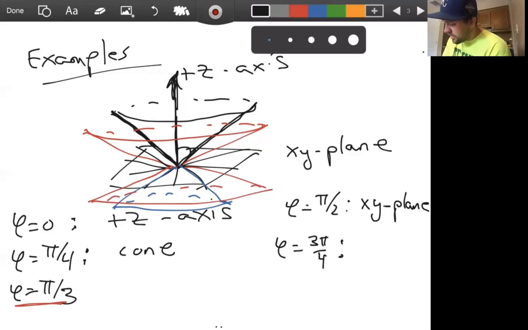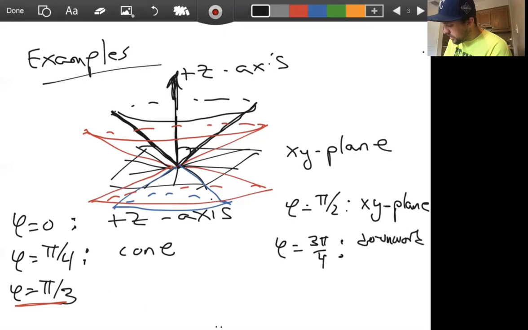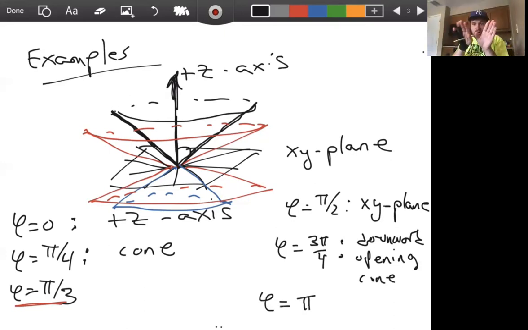So this is a downward opening cone. And then what about phi equals pi? Phi equals pi is once you're all the way down to pi, this is the negative z-axis.